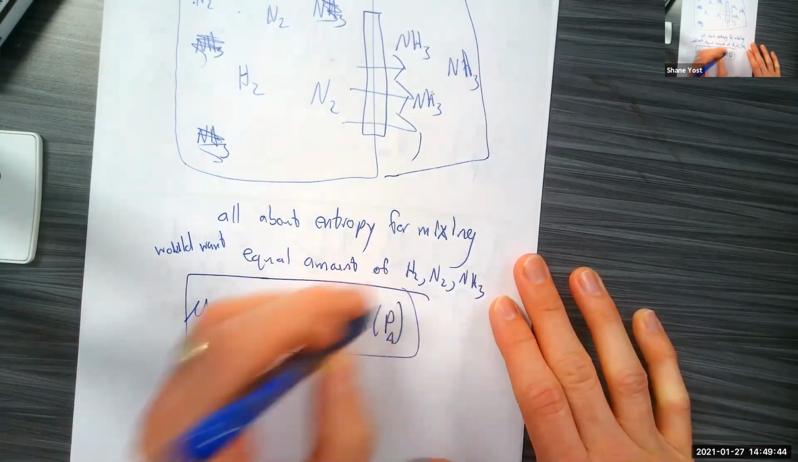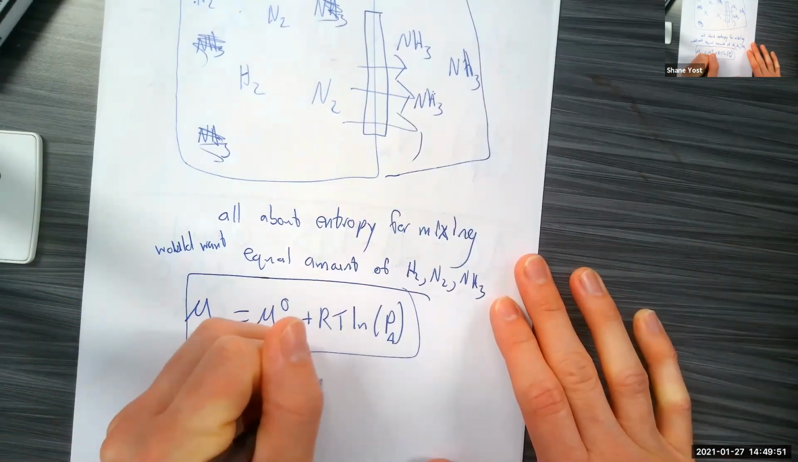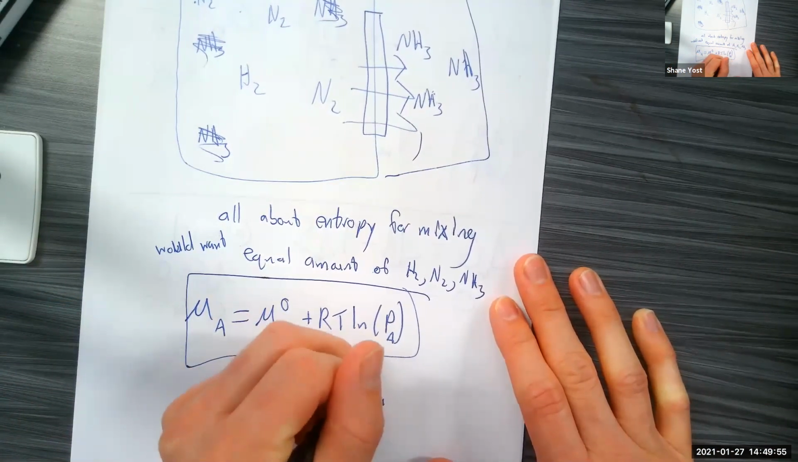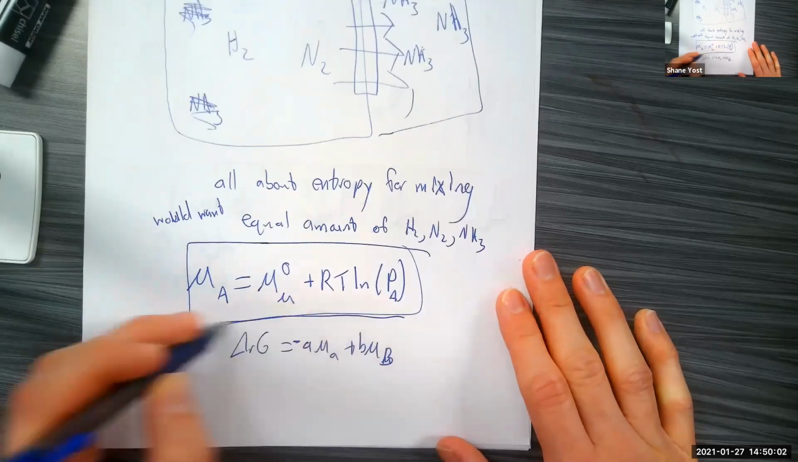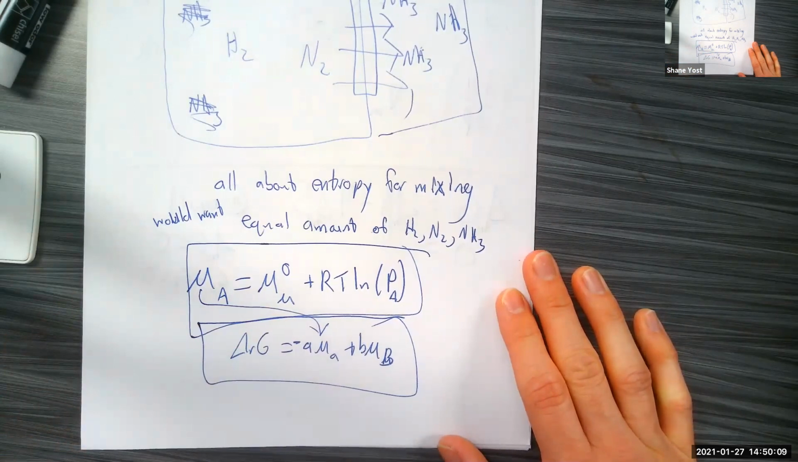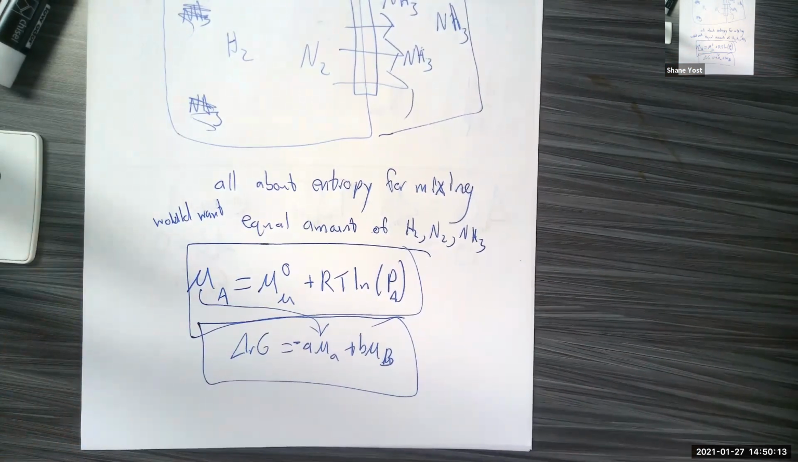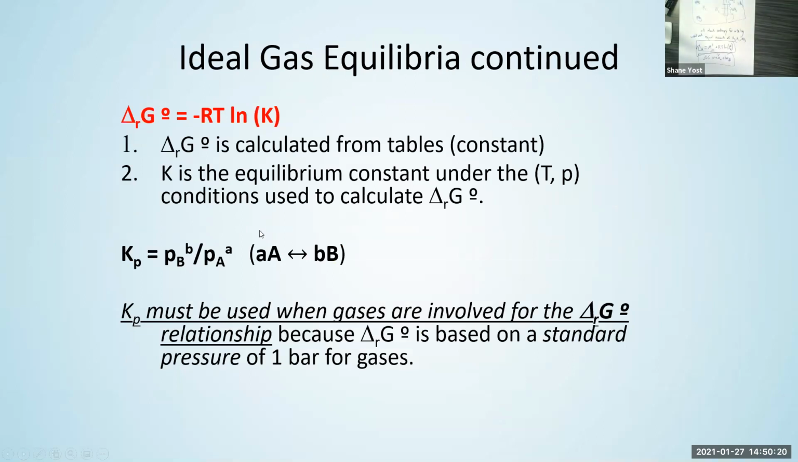And so using this relationship and that delta G of the reaction being related with a mu A plus b mu B, with a minus sign in front of a, so using these two equations, plugging this into this equation and simplifying, you'll see that the equilibrium constant that we define for this reaction A going to B is just the pressure of B raised to the b power divided by the pressure of A raised to the a power. So you'll get out this relationship.